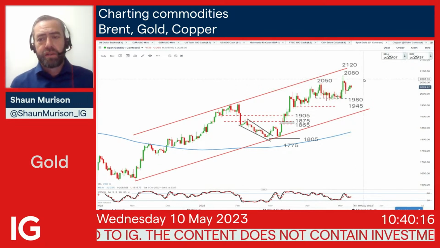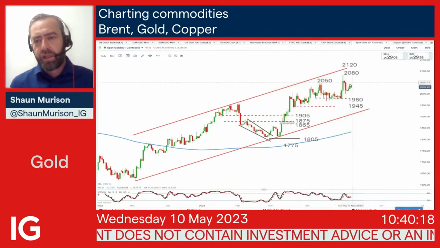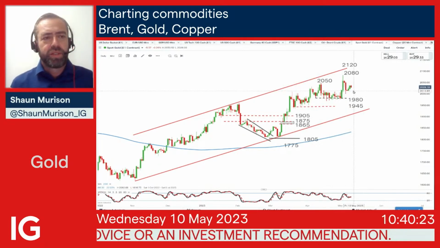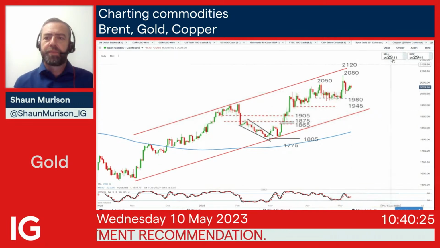That's $2,080 per ounce. I think if you are looking at a long entry from here, you might want to have a relatively tight stop loss, and a close below about $2,015 an ounce.